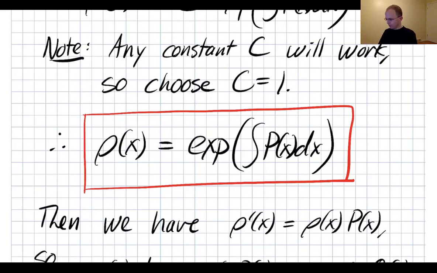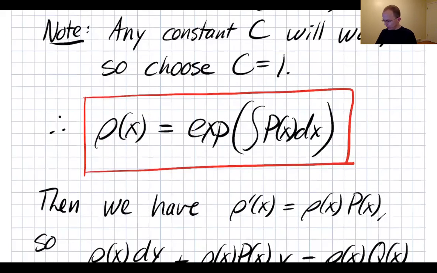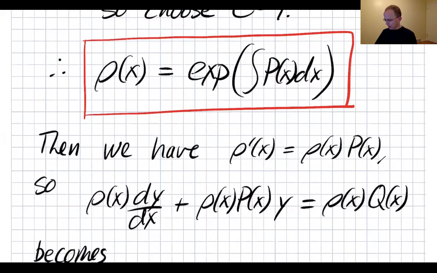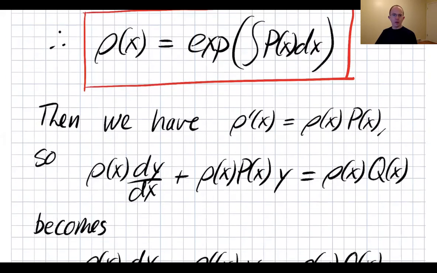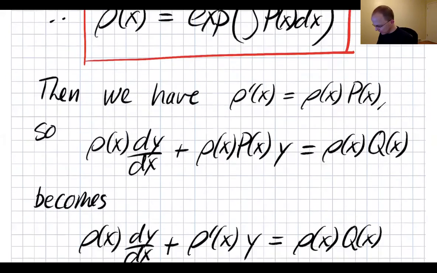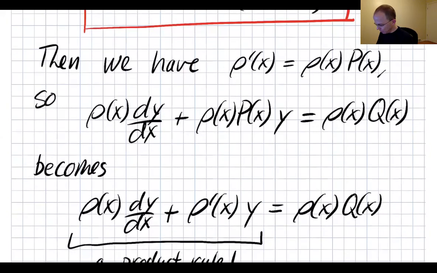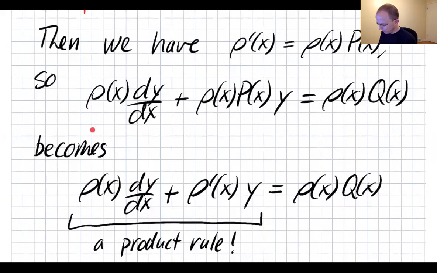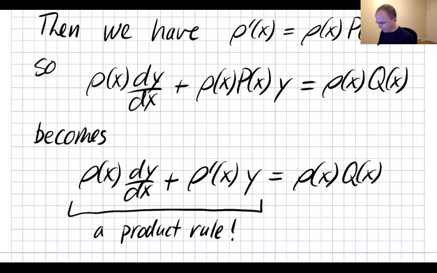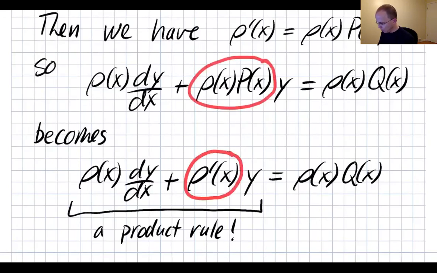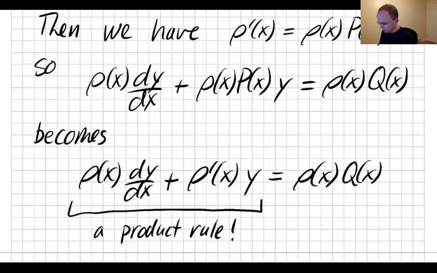Okay, so now that we have this rho function, we're going to go ahead and plug that back into our linear first order equation. And what do we get? Recall that our linear first order equation was of this form after we multiplied by rho of x. And when we use this fact here, this term will now become rho prime of x. And there it is. There's our product rule right there. That's perfect. That's exactly what we wanted.